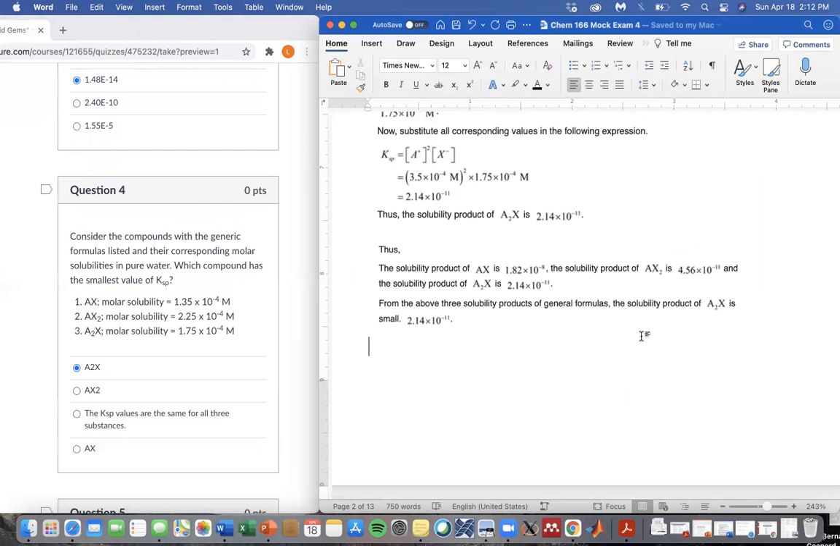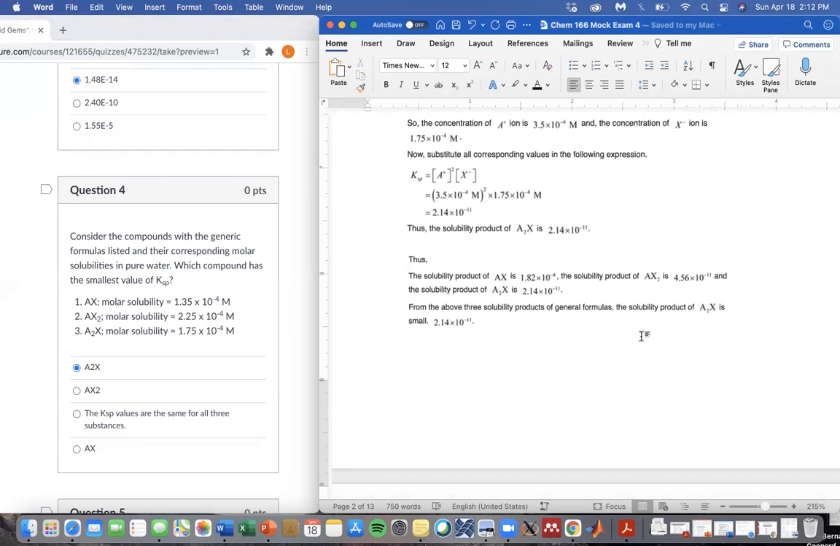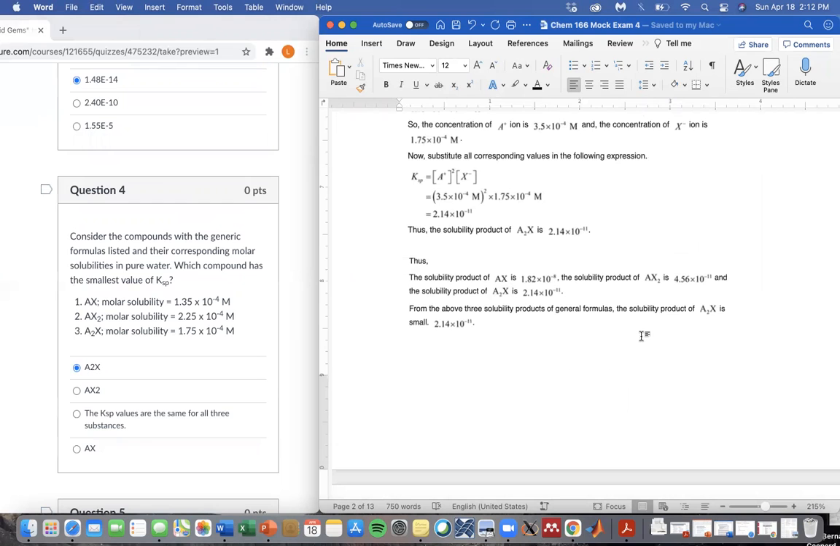No, that makes sense. I wasn't paying attention to the actual. I just thought I said AX. So I was moving too fast, but yeah, it makes sense. No, I totally get that.